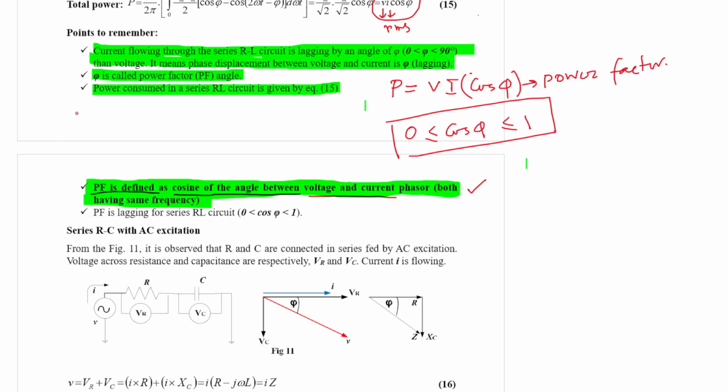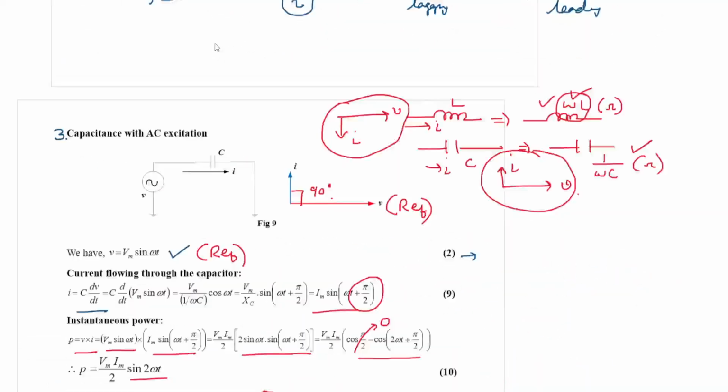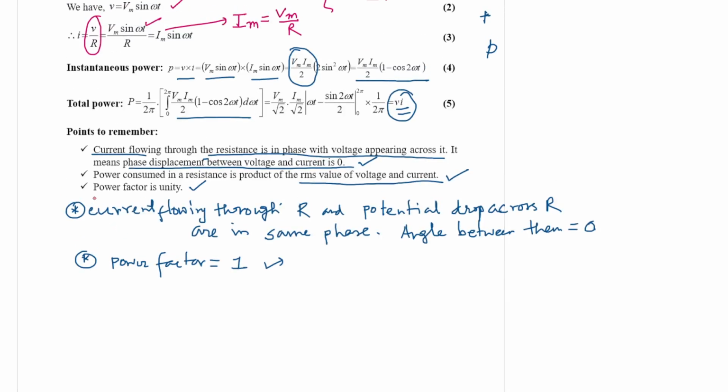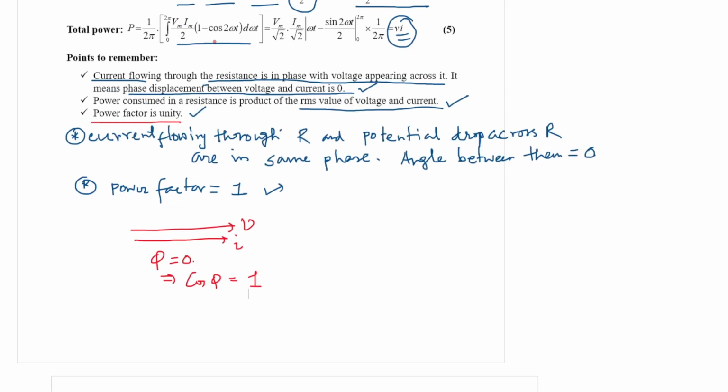For a purely resistive circuit, cos phi becomes 1. Why? Because we have already mentioned, in the case of a resistance, the power factor is unity. Because voltage and current are in the same phase, so phi is 0. So phi is 0 means cos phi is 1. That is why power factor is always unity in a purely resistive circuit.